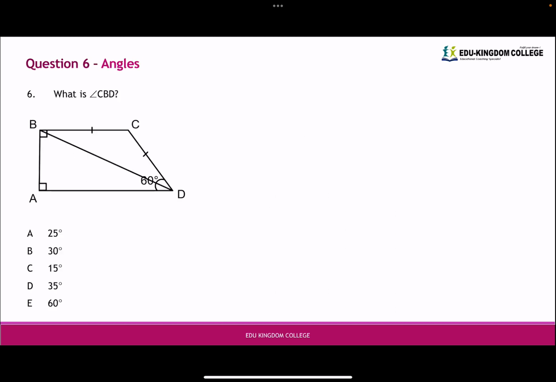All right, CBD. Before we look at the triangles, we should look at this quadrilateral first. The angle sum of a quadrilateral is 360 degrees. We have 90 here and 60 here. So 360 minus 90 minus 180, minus 60 should give us this angle here. So 360 minus 180 is 180, minus 60 equals 120 degrees. So this angle here is 120 degrees.